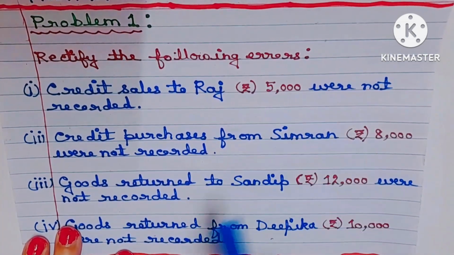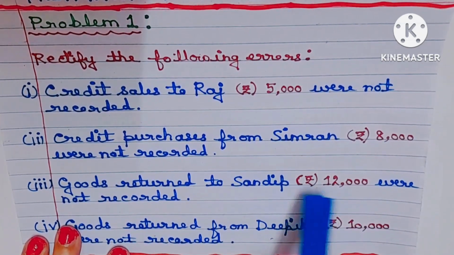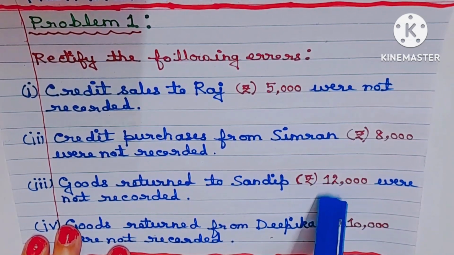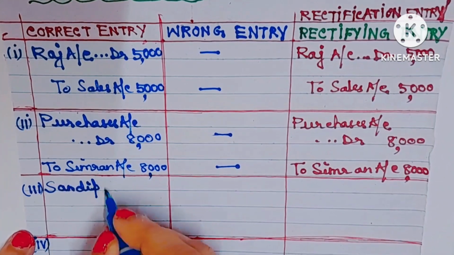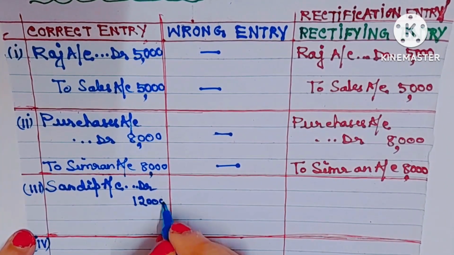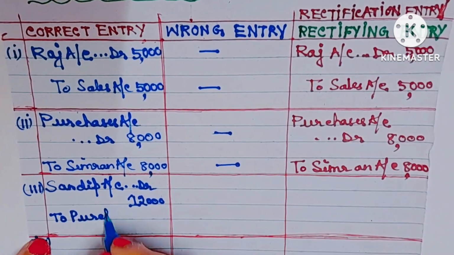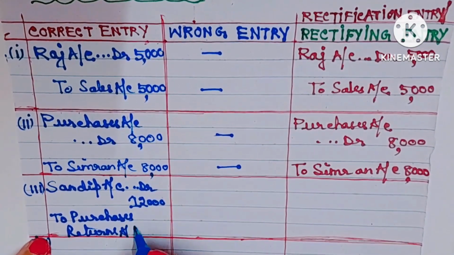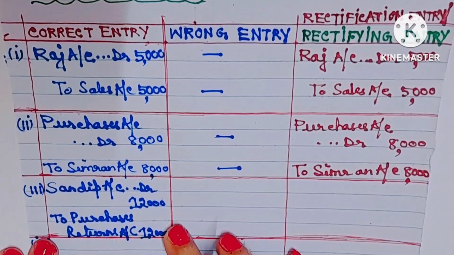First of all, we'll have to see the correct entry. Goods returned to Sandeep rupees 12,000. So, what will be the journal entry? Sandeep account debit 12,000 to purchases returns account or returns outward account 12,000. Okay. So, let's write. Sandeep account debit 12,000 to purchases returns account 12,000. Purchases returns account is also known as returns outward account. Okay. Now let's see the wrong entry.